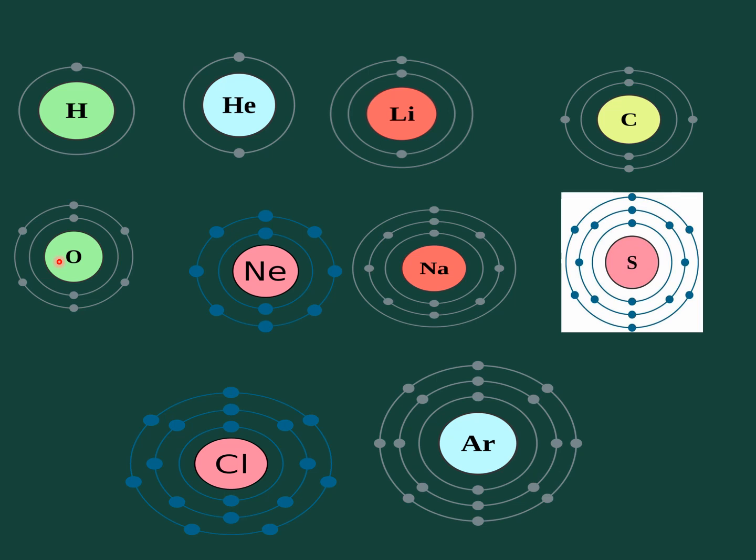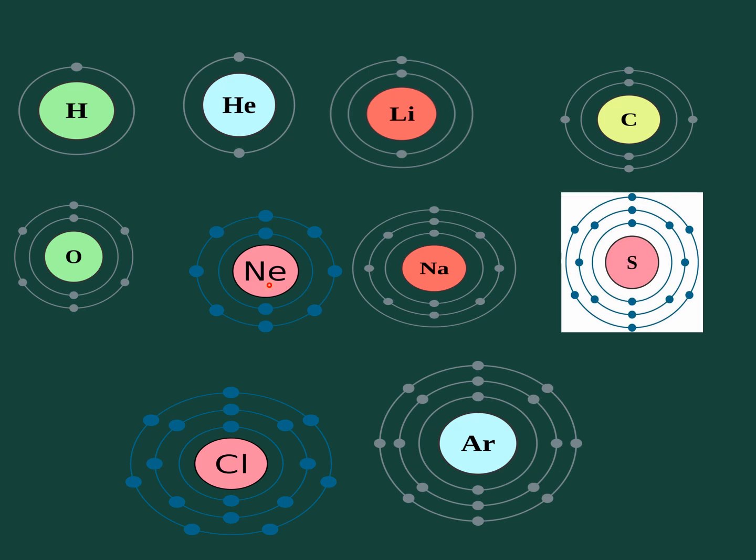The next example I have taken is neon. Neon has altogether 10 electrons: 2 in the first orbit and 8 in the second orbit. Here the most important thing to be noted: if an atom has 8 electrons in its outermost orbit, according to the octet law, I repeat, according to the octet law, that atom is electronically stable. So neon has 8 electrons in its second, or outermost, orbit. It is also an electronically stable atom.